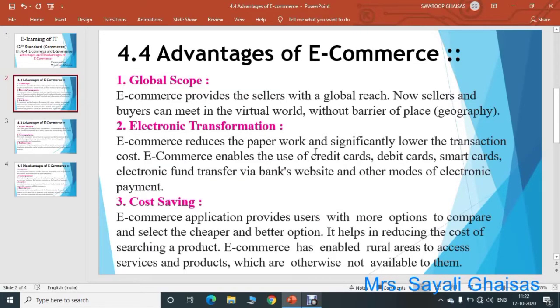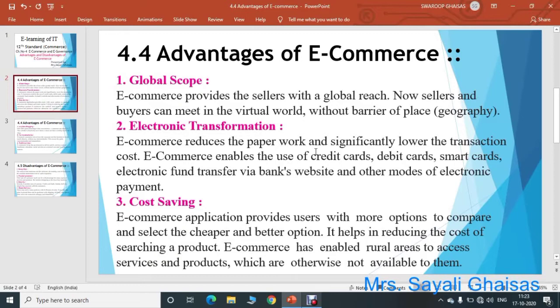First advantage is global scope. E-commerce provides the sellers with a global reach. Now the sellers and buyers can meet in the virtual world without the barrier of place, that is any geographical region. While discussing the difference between traditional and e-commerce, we have gone through this point, that is global scope. With e-commerce, sellers will be provided with a global reach, that is they can reach more people from different regions. So there is no barrier of any place.